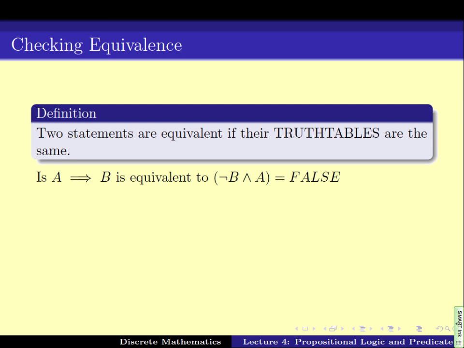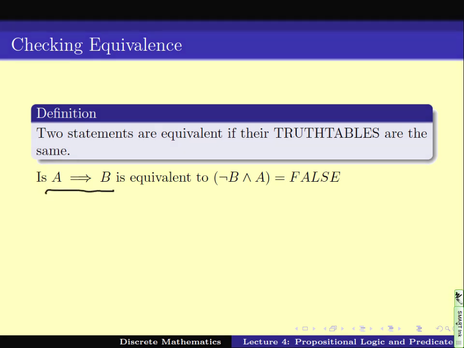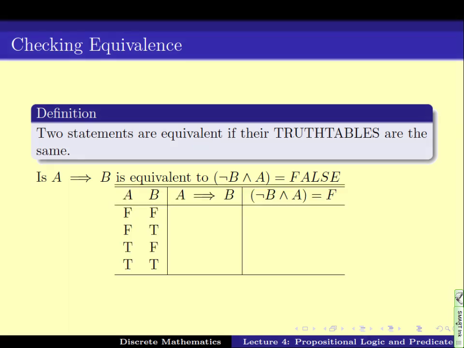For example, consider this statement: A implies B. I claim that this statement A implies B is the same as saying not B and A is false. So how do we check them? Of course the way of checking them is via their truth table. So for example here, I have written the truth table.